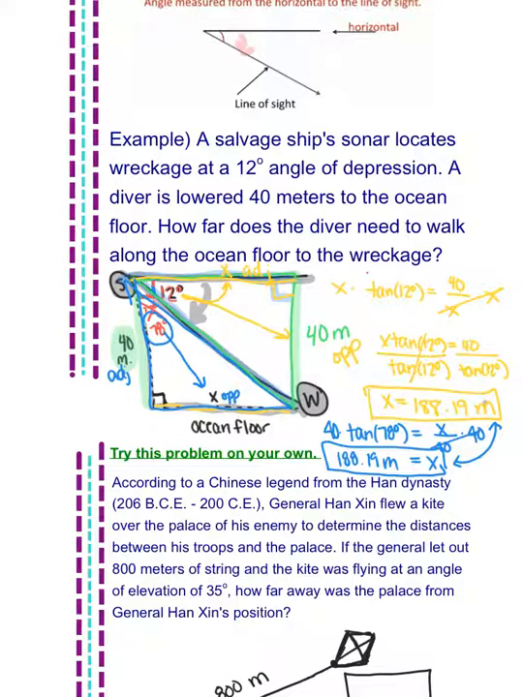So now what I want you to do is pause the video and try this next problem on your own. It says, according to a Chinese legend from the Han Dynasty, General Han Jin flew a kite over the palace of his enemy to determine the distances between his troops and the palace. If the general let out 800 meters of string and the kite was flying at an angle of elevation of 35 degrees, how far away was the palace from General Han Jin's position? So pause the video and give this problem a try.